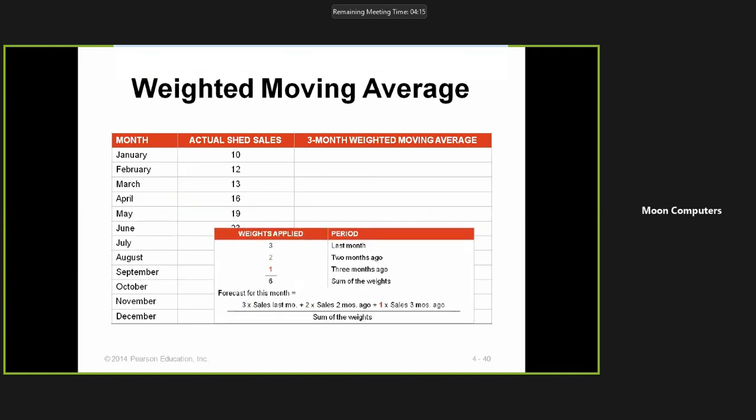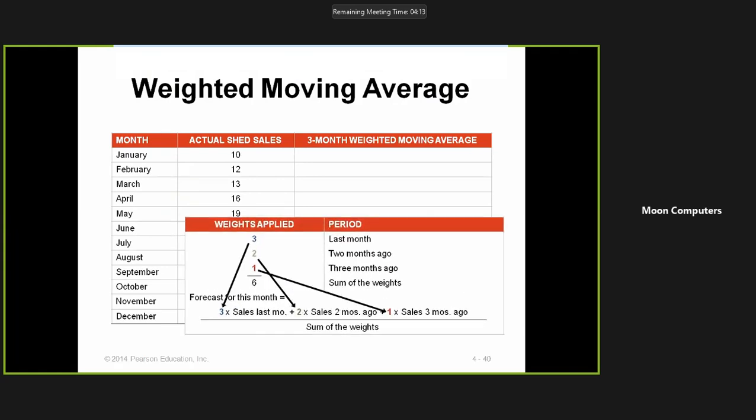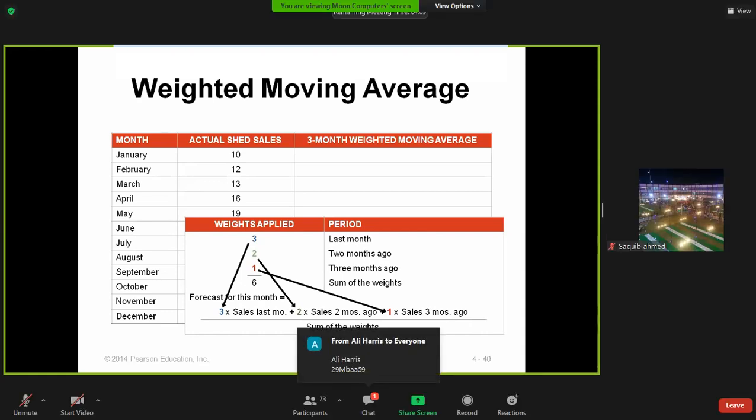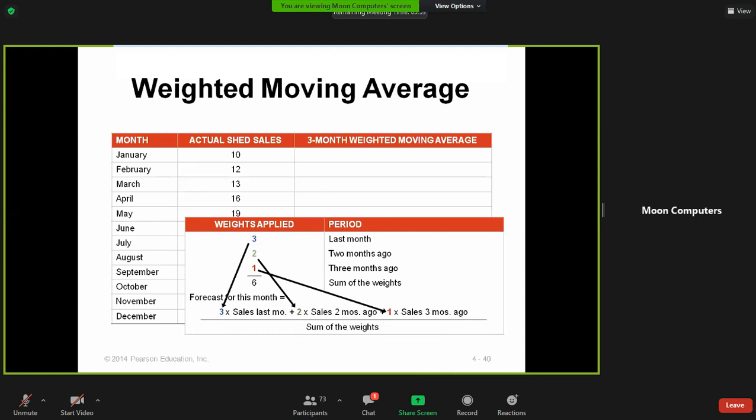Is this slide visible? Is this slide visible? Yes, sir. Okay. See, we have applied certain weightages. What are the weightages? 3, 2, and 1. We have assigned weights as 3, 2, and 1. Highest weight is 3 and the lowest weight is 1.